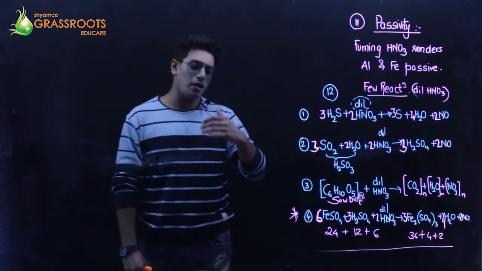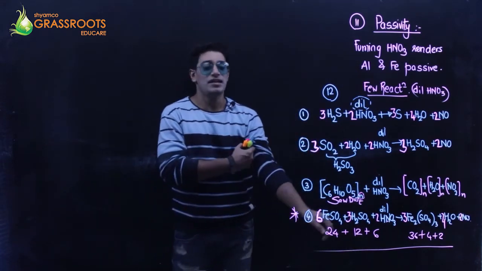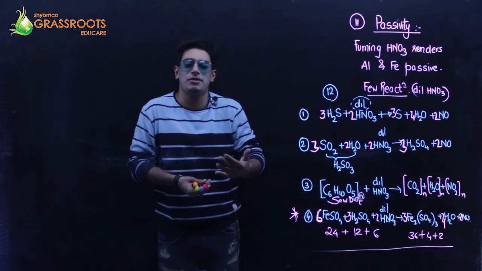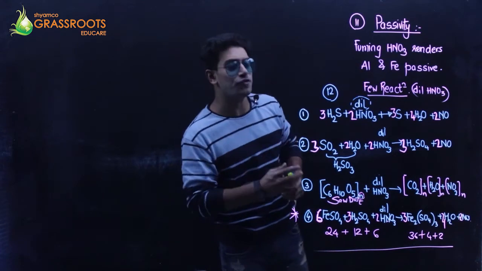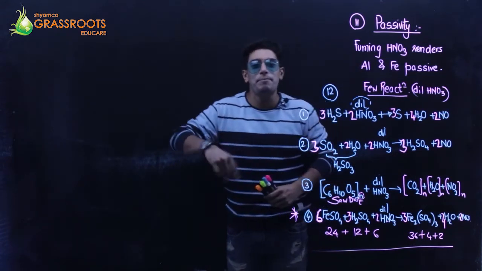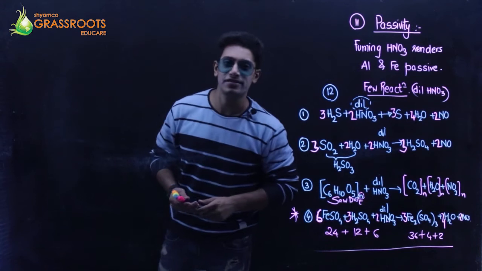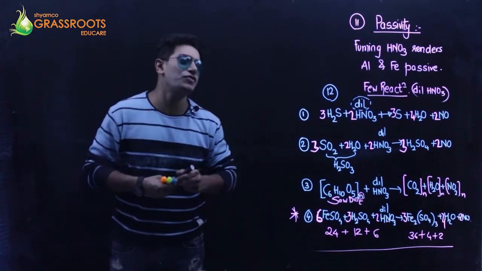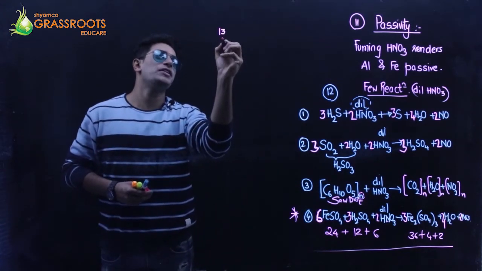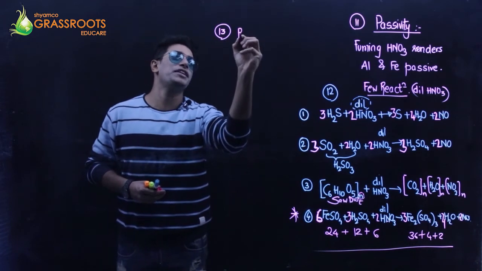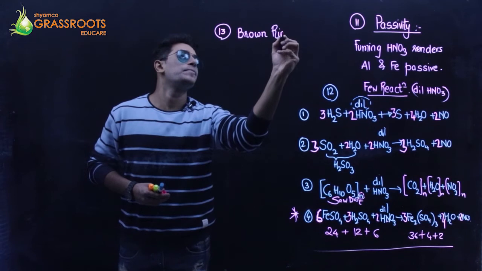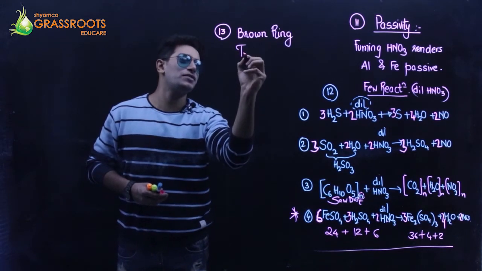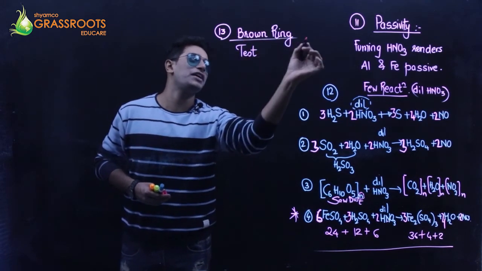Then we come to the chemical tests. Chemical tests are again nothing but the reactions, and I guess we have done a lot of reactions which are a repetition in the chemical tests. So the final part of the chapter, to conclude with, is the brown ring test. So this is the final part of our chapter, nitric acid.